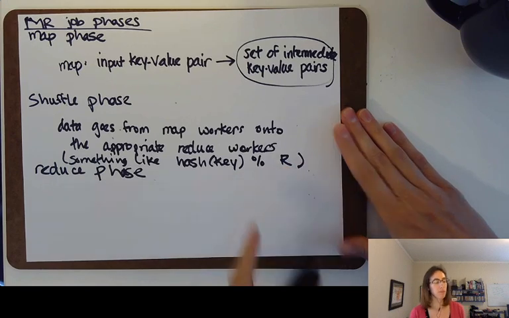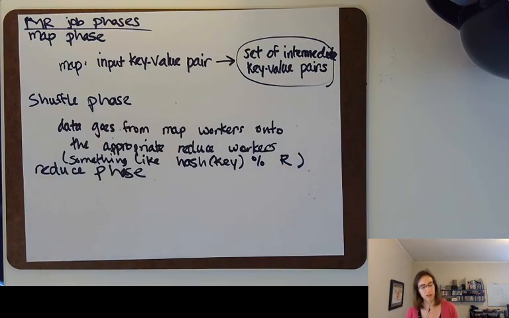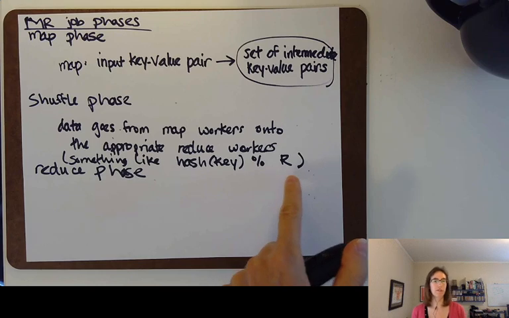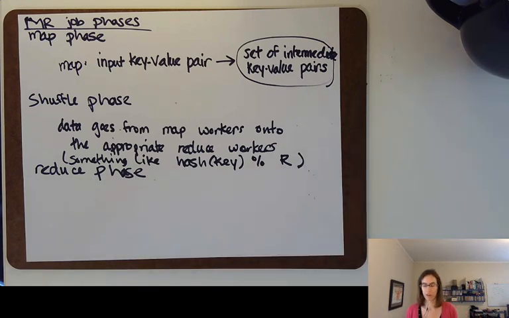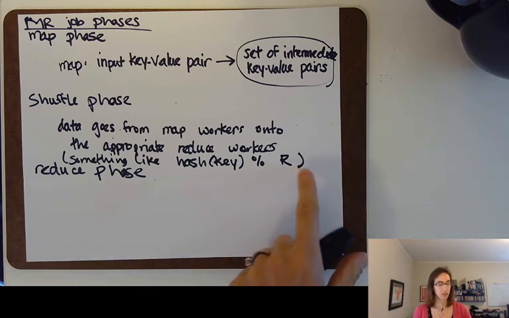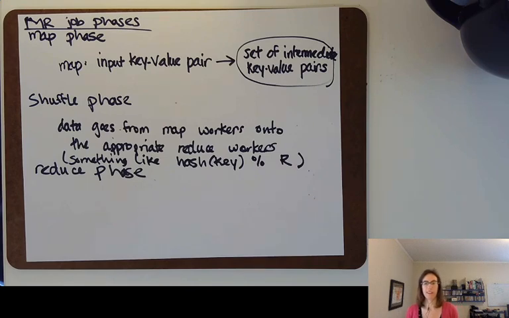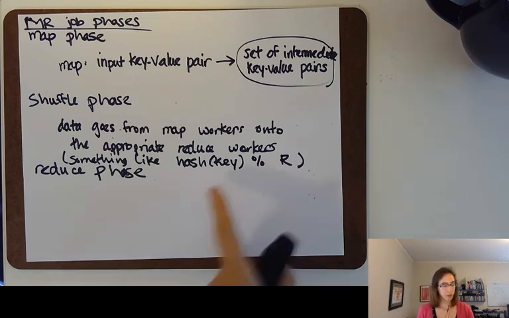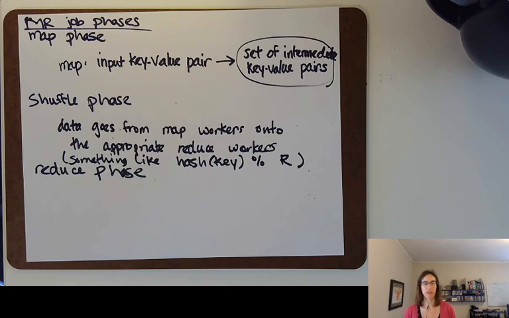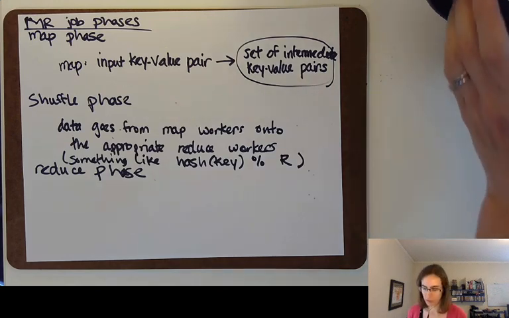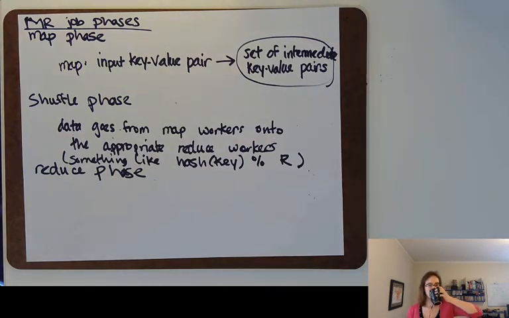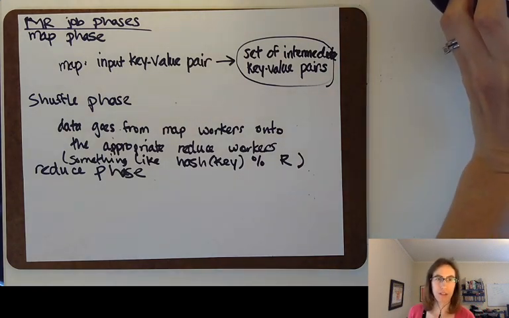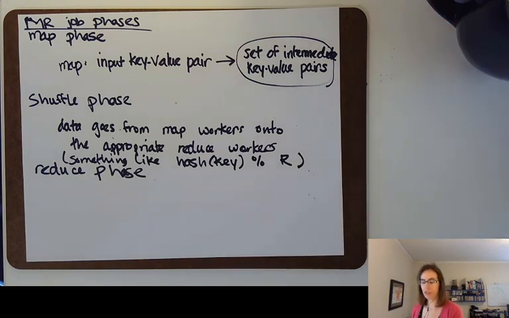So r here is the number of reduce workers that they have. More generally, it would just be the number of nodes that you want to partition data onto. So this isn't great if r ever changes because it means that data needs to get moved around. But why is it okay to do that in the setting of MapReduce? We talked about this a little bit last time, but let's just recap it. Why is it okay to do this as the partitioning function in MapReduce?